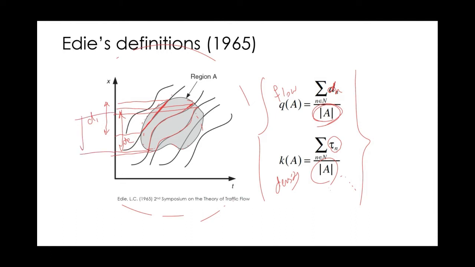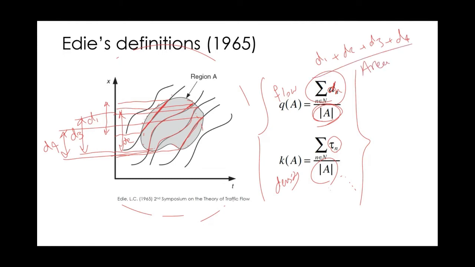So we can call that D3. And the fourth trajectory is going from here to here, so it would be here to here. So that would be D4. So this summation of the distance traveled would simply be D1 plus D2 plus D3 plus D4 divided by the area of the gray region. So that gives me the flow.